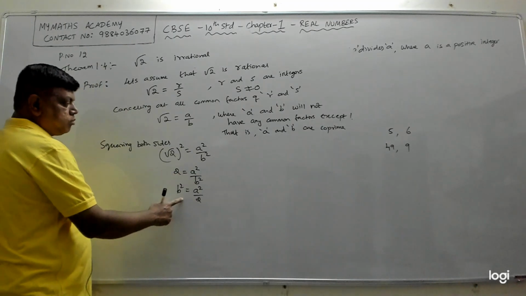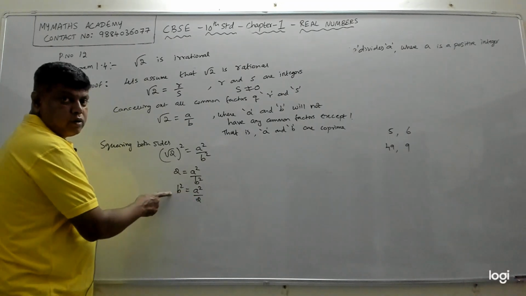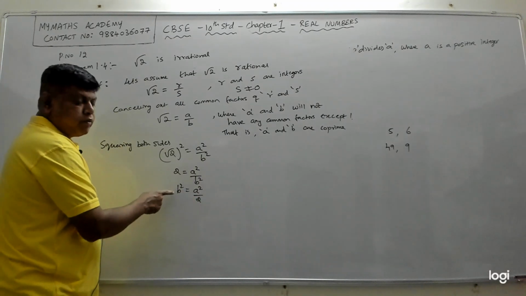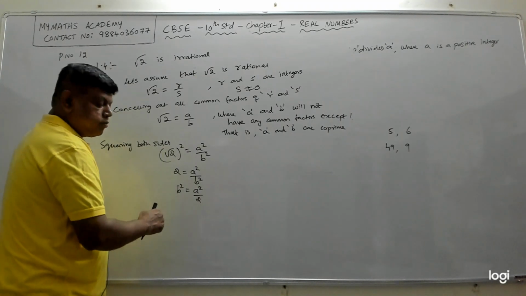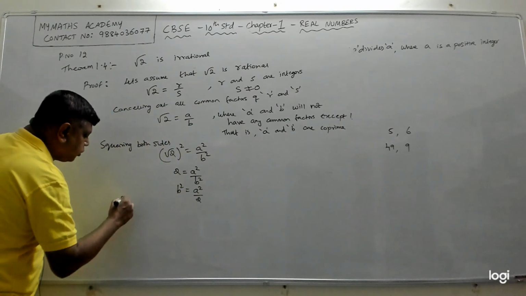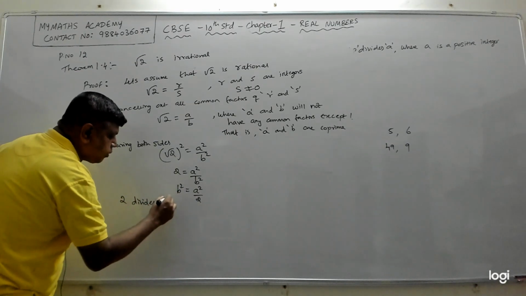Now what does this tell you? This tells you a square by 2, you get b square, you get another integer. When you divide a square by 2, you are getting an integer. Which means what? 2 is dividing a square. So from here what we get? We get 2 divides a square.